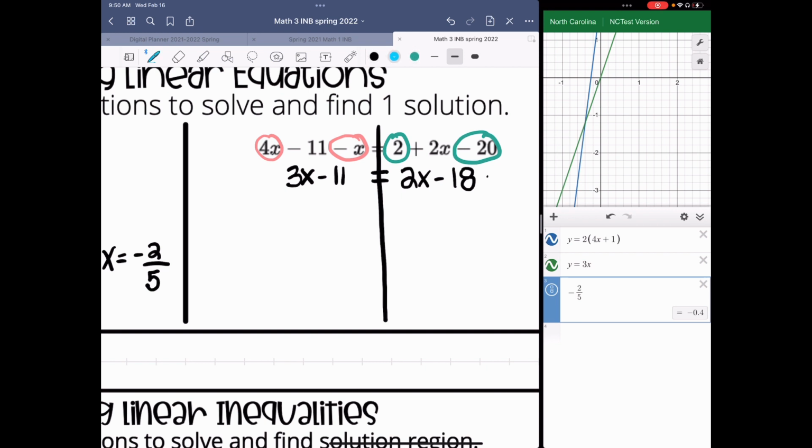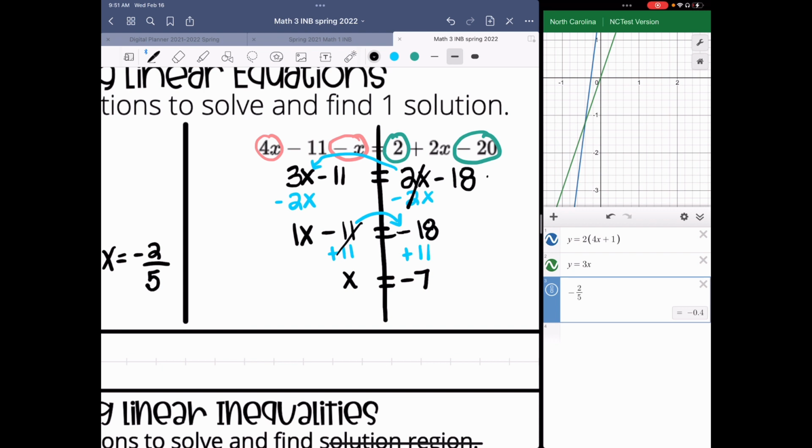So right here, I have a 2x. That 2x needs to go with the 3x, so I'm going to subtract that over. I'm going to inverse that. That's going to give me 1x, or just x, minus 11 equals negative 18. All right. Then I have my constant, negative 11. I need to move that over with the negative 18. So that's a negative, so we're going to add it. Do that inverse. And I'm left with x equals negative 7.